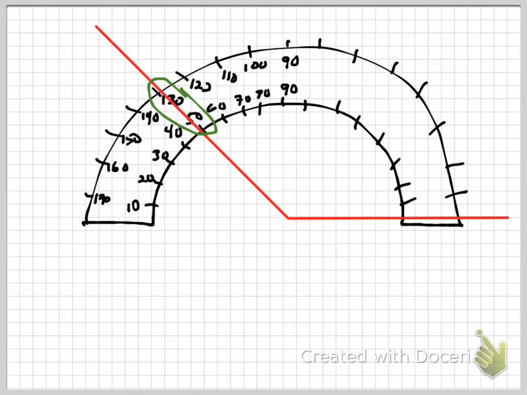Does that make sense? You might need this part of the protractor for an acute angle, or you might need it for an obtuse angle. And that's why there's both there. You just have to decide which one it is. Is my angle obtuse, or is it acute? Does that make sense?